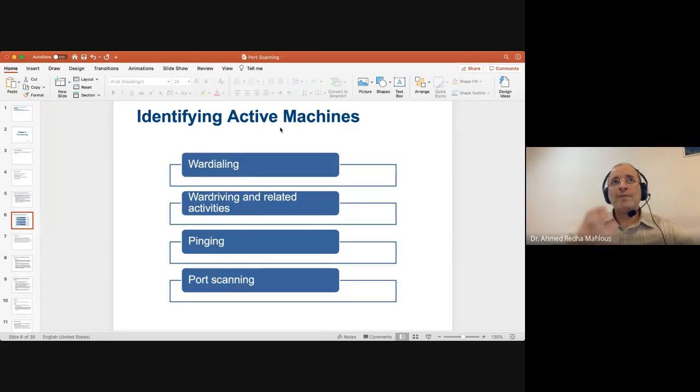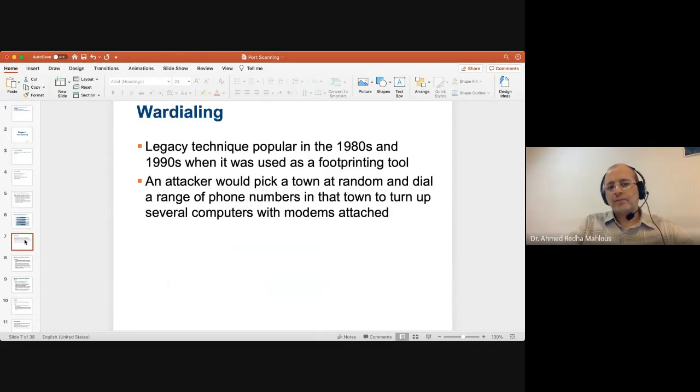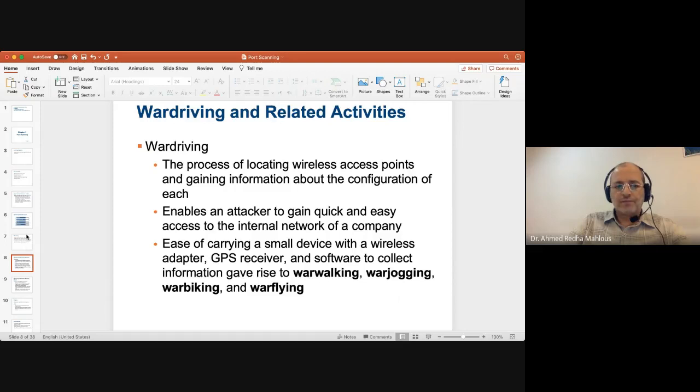Now, some techniques are used to verify or get information about the active machines. We have what is known as war dialing. This is an old way, known as a legacy technique, that is based on dialing randomly.